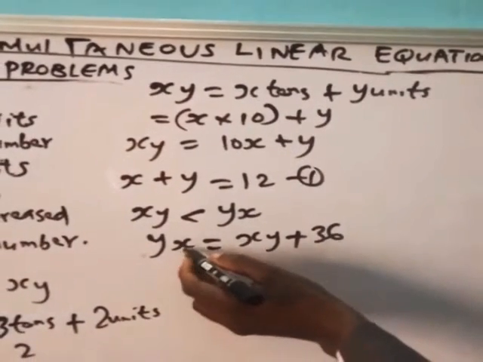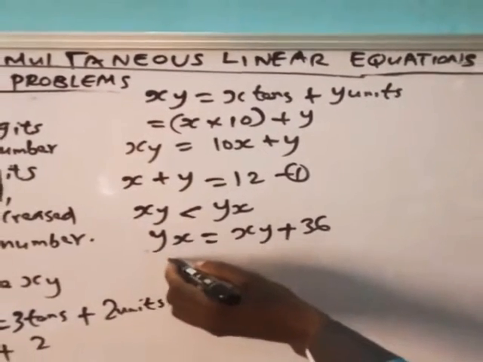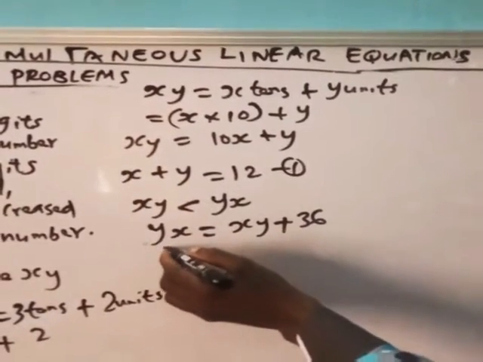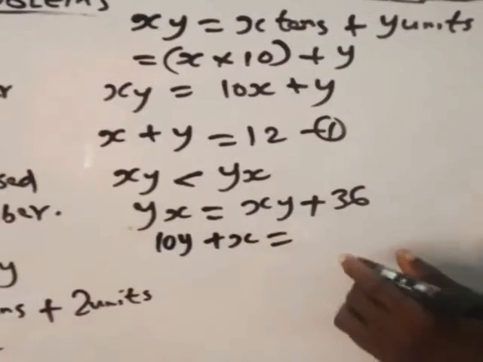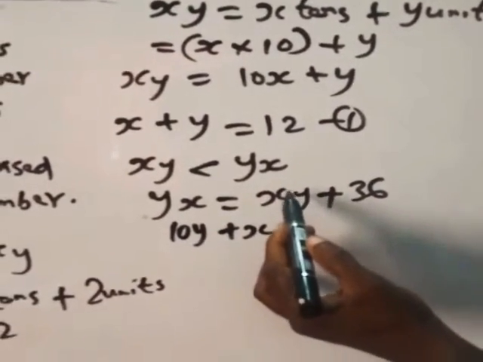So you expand this. This is y tens. So this y tens is y times 10. That's 10y plus x, is equal to xy plus 36. Y units and x tens.